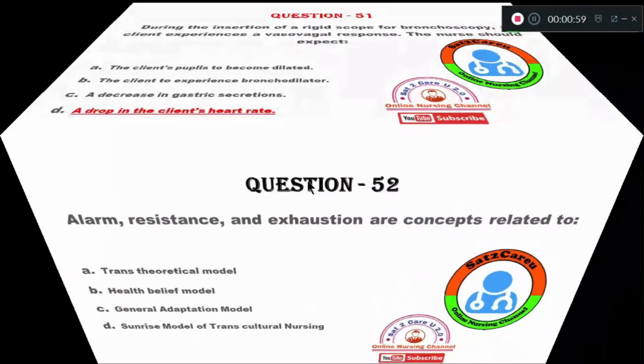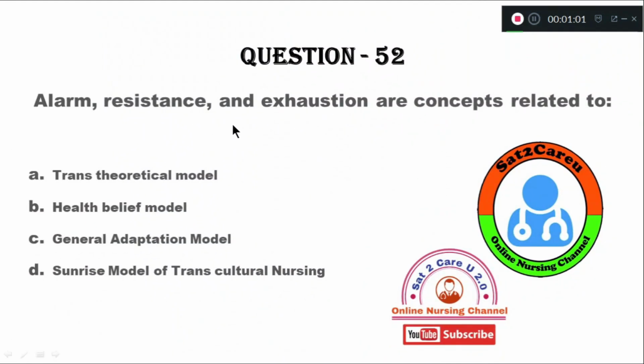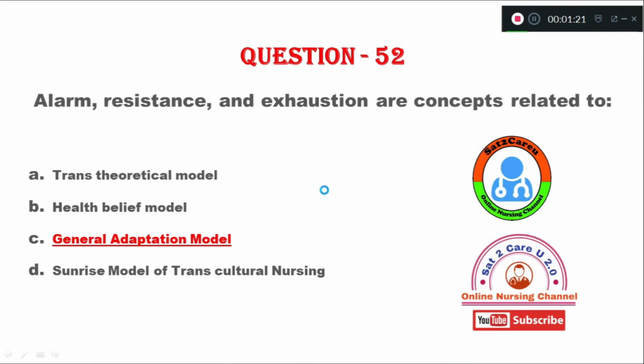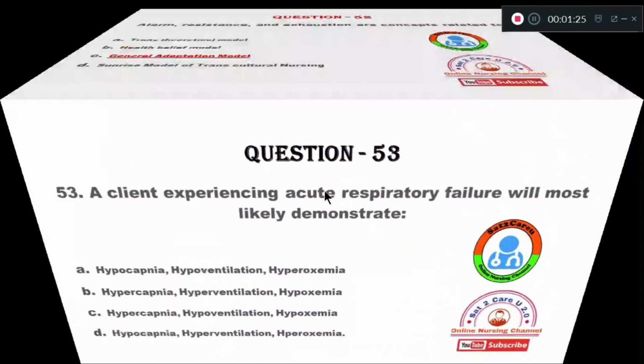Question number 52. Alarm, resistance and exhaustion are the concepts related to option A, transtheoretical model, option B, health belief model, option C, general adaptation model, option D, sunrise model of transcultural nursing. So this concept is related to the general adaptation model. Option C is right.